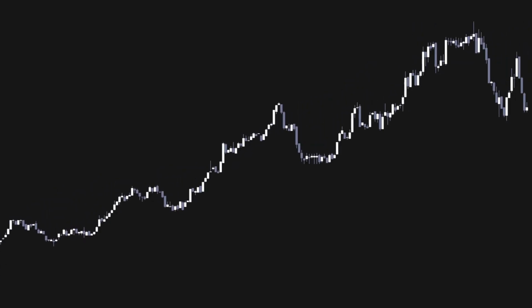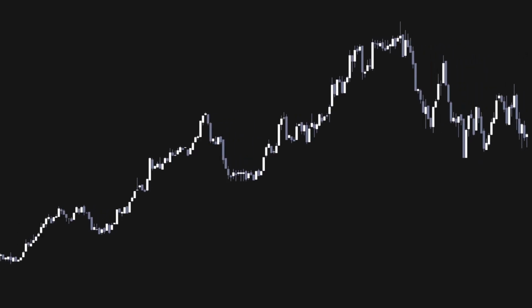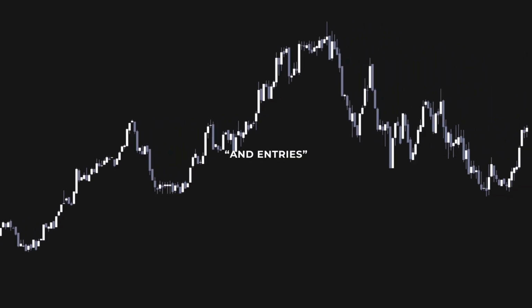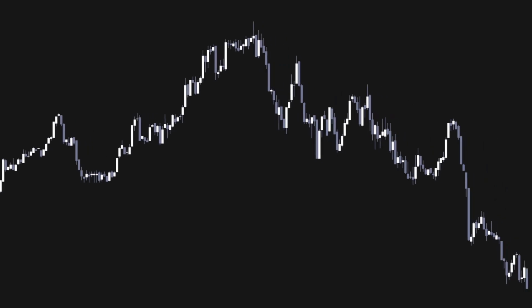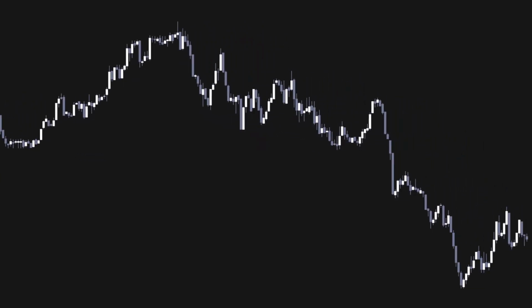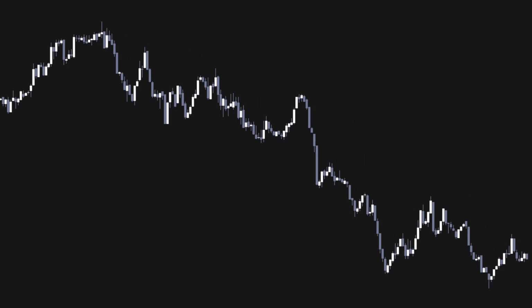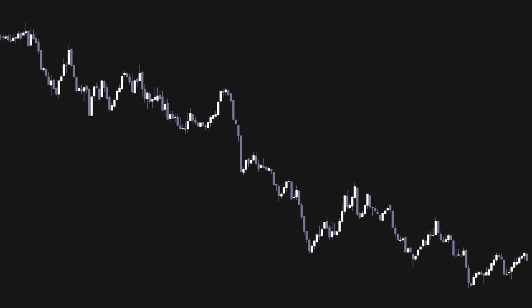So when it comes to liquidity, there are advanced types of liquidity in the market. Again, liquidity is just stop losses. When it comes to advanced types of liquidity, liquidity is literally everywhere, under every high, under every low in the market.